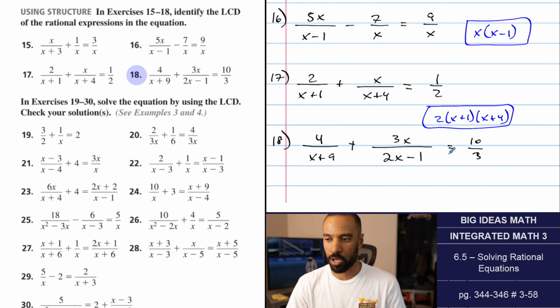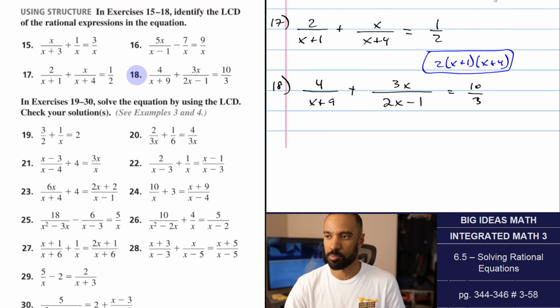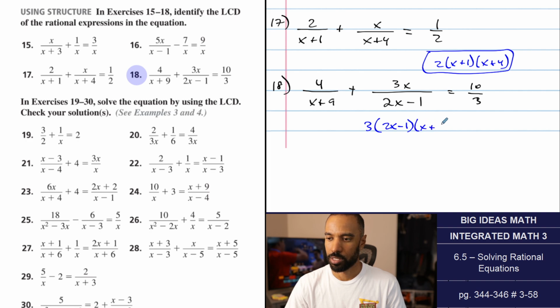3 has got to multiply. All of these have got to multiply. 3 times 2x minus 1 times x plus 9. So I guess they're just getting you prepped for that kind of business. Okay, those are the four different answers there.